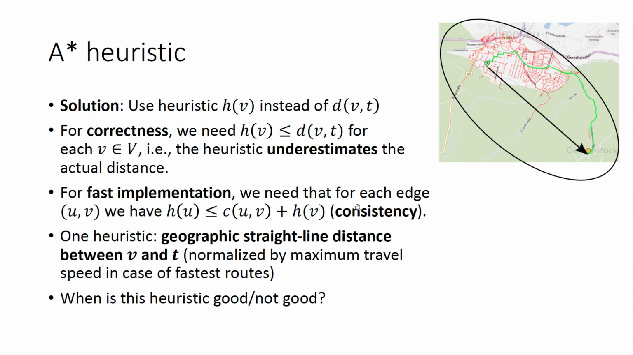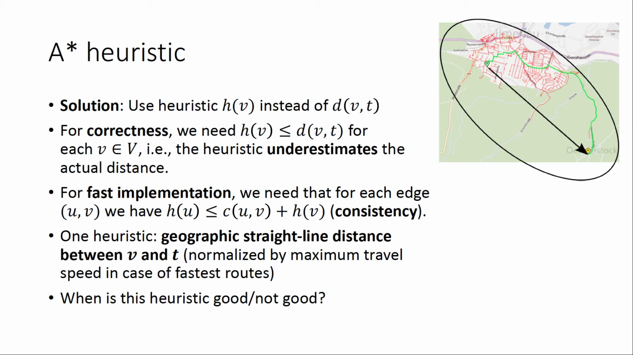Only if you have this consistency condition over here can you say that whenever I pick a new node, I'm sure that this is the actual shortest path, that I know the shortest path. Okay, but don't worry about these things.